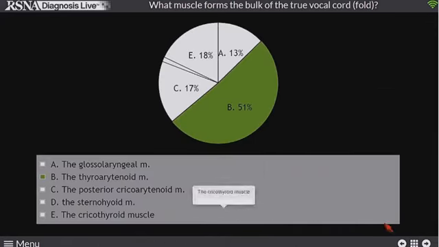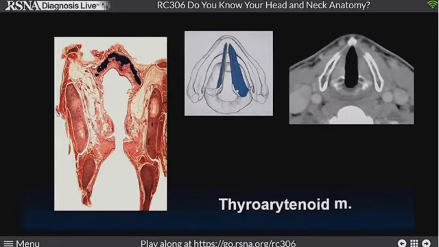All right. It is the thyroarytenoid muscle, and most of you got that right. So again, the thyroarytenoid muscle is a fairly sizable muscle, and it actually makes up the bulk of the true chord. This is the thyroarytenoid muscle. It goes from the thyroid cartilage to the arytenoid. The medial fibers are called the vocalis, but taken together, it's the thyroarytenoid muscle, and it's easily found in the axial image. Here is the cricoarytenoid joint.